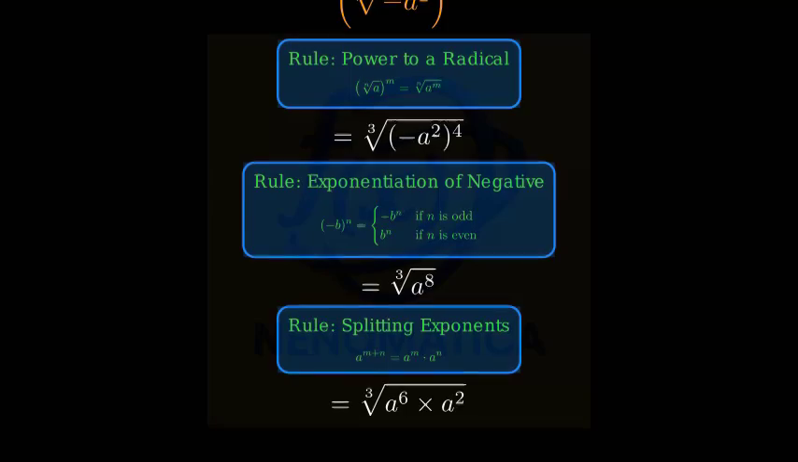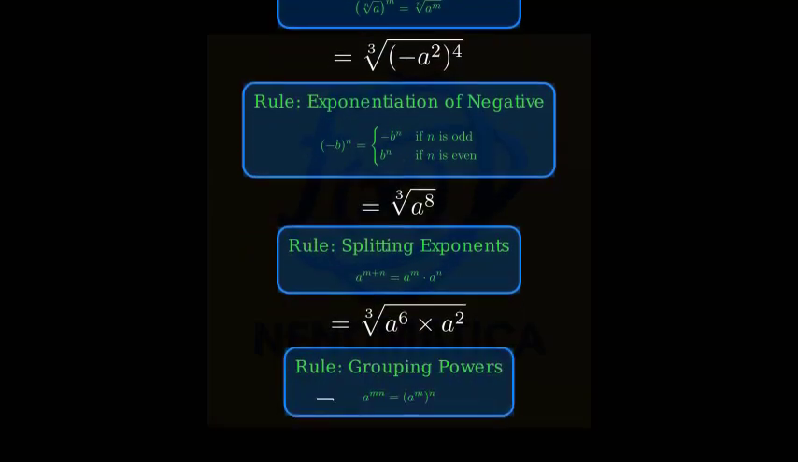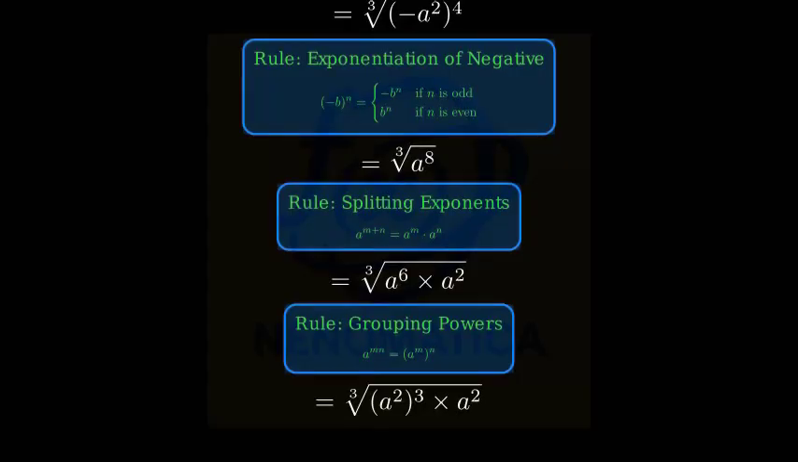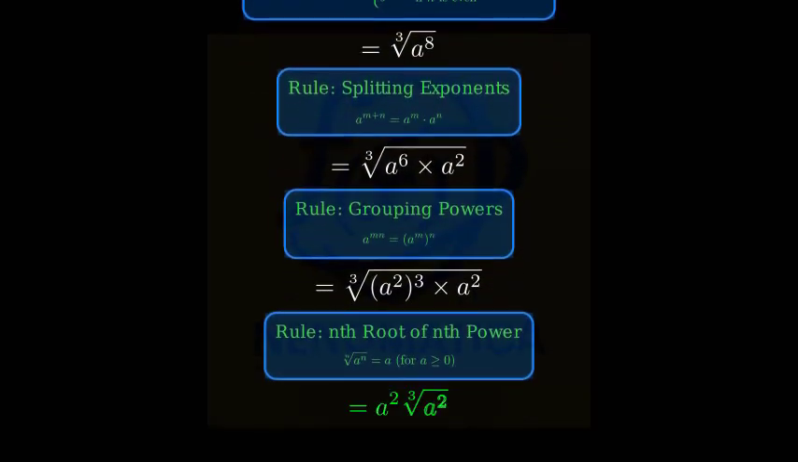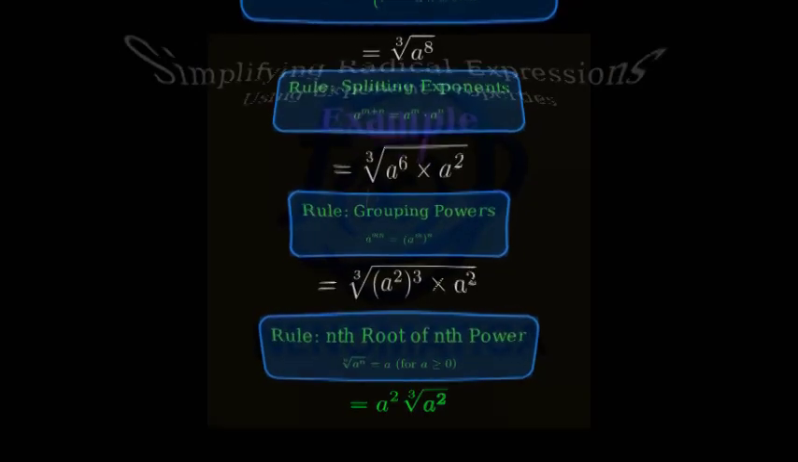For the fourth step, we'll rewrite a to the sixth power as a squared to the third power. This will help us simplify the cube root. For the fifth and final step, we apply the property that the cube root of a value cubed equals that value. So the cube root of a squared cubed times a squared equals a squared times a squared to the power of 1/3, which we can write as a squared times the cube root of a squared.